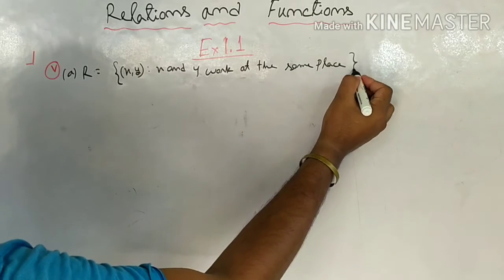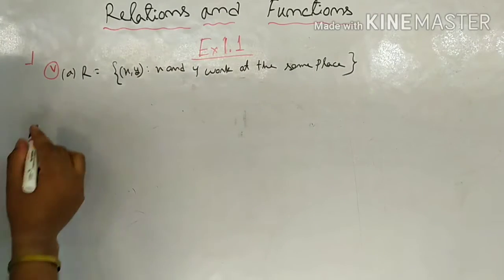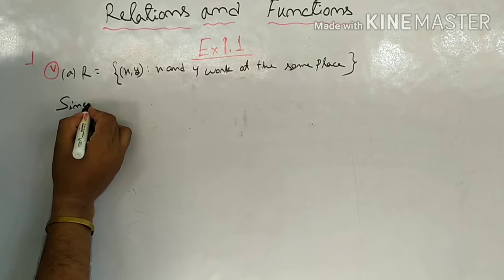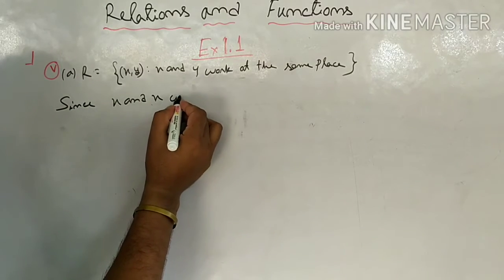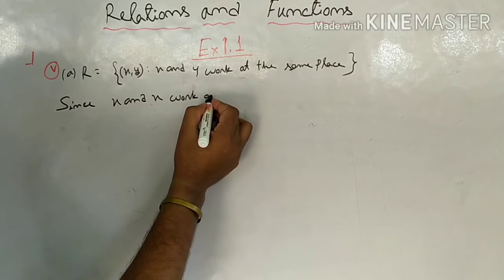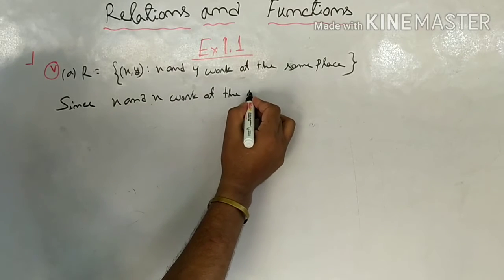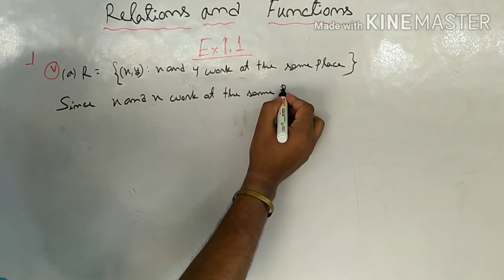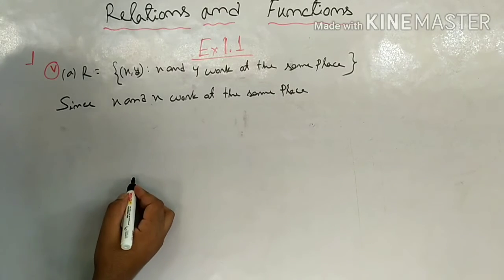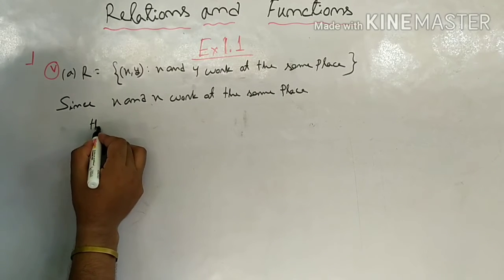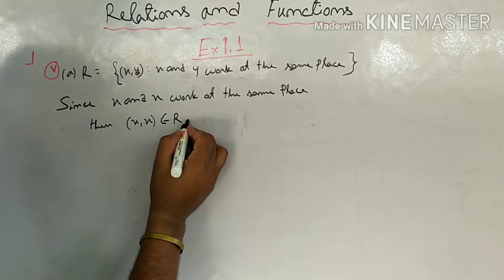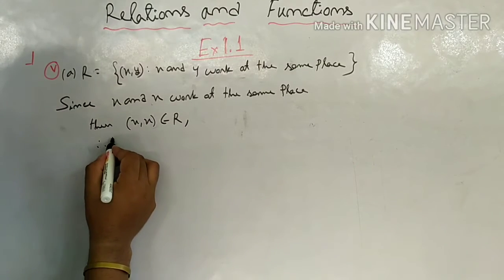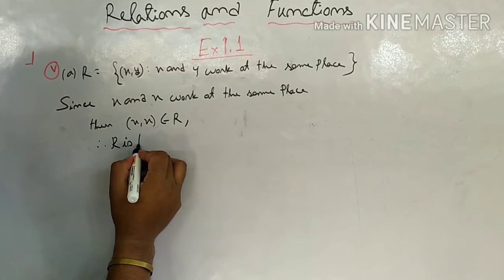At the same place. So what? Since x and x work at the same place, then (x, x) belongs to R. Therefore R is reflexive.